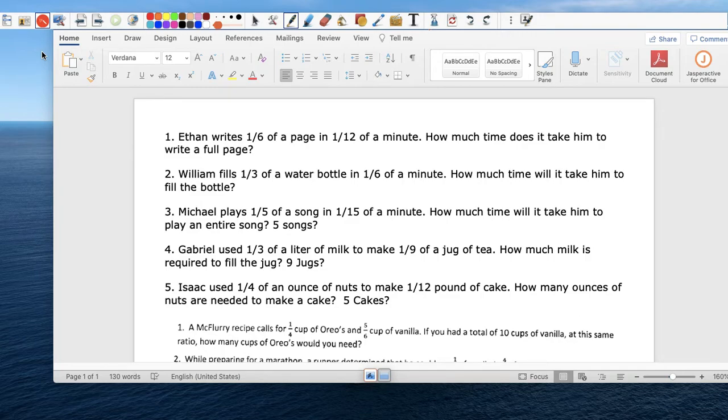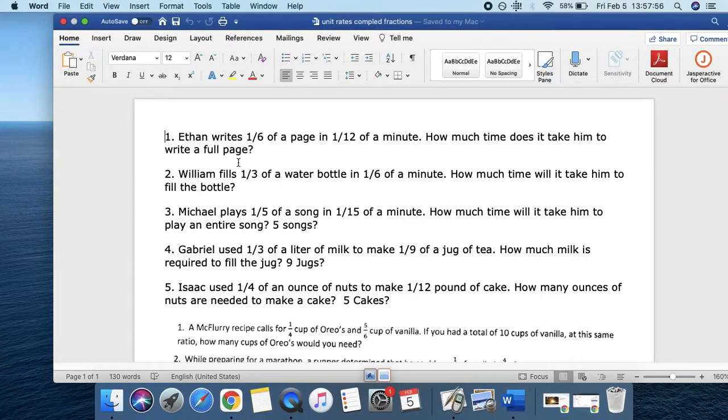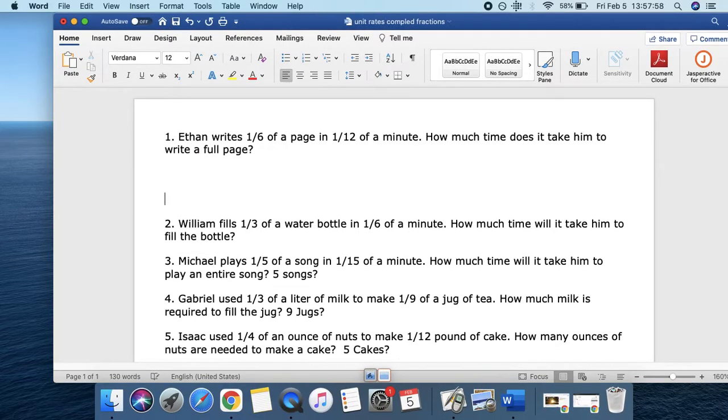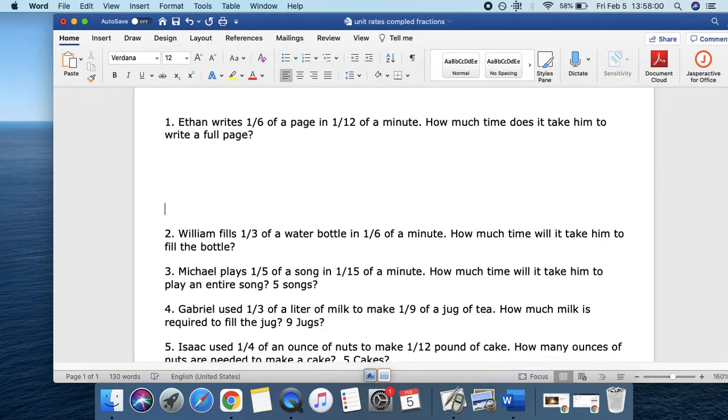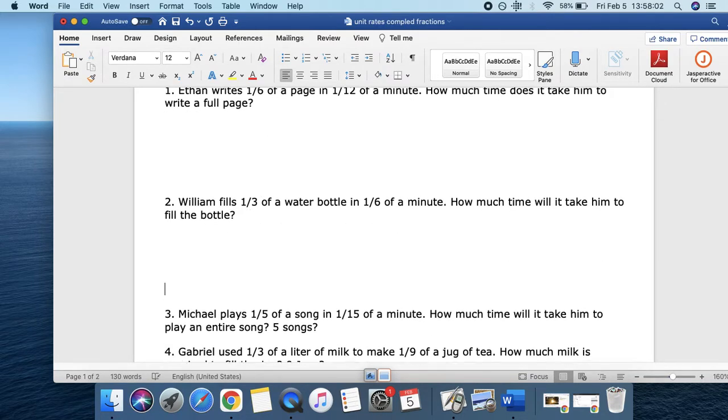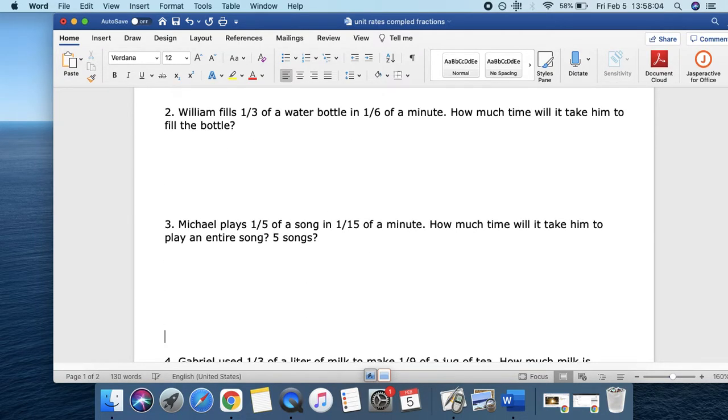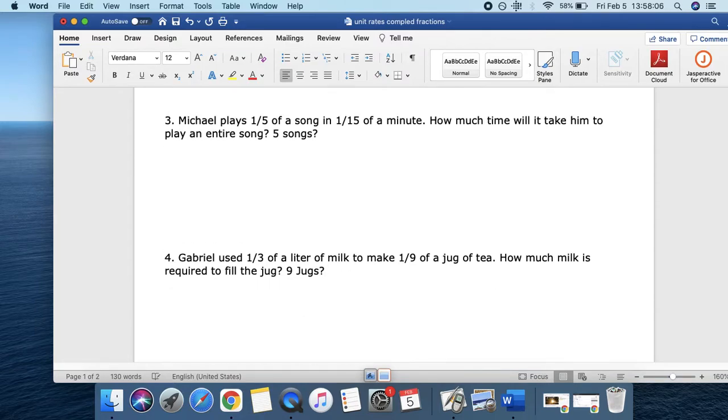Let's get this started. The first five problems are really just going over the idea of unit rate using complex fractions, which you have to be able to set up.